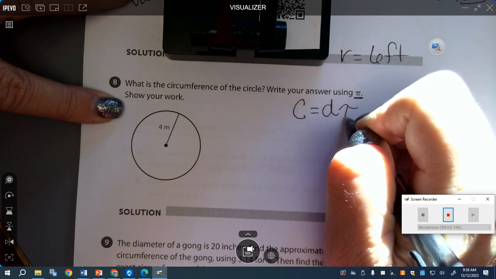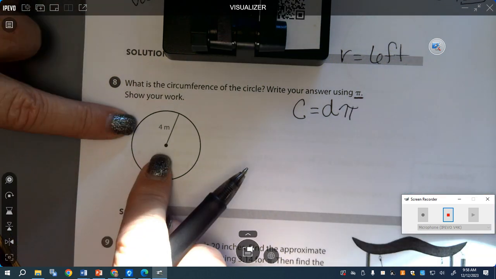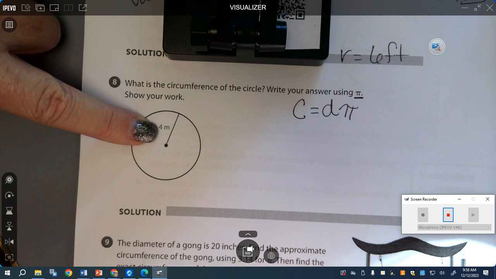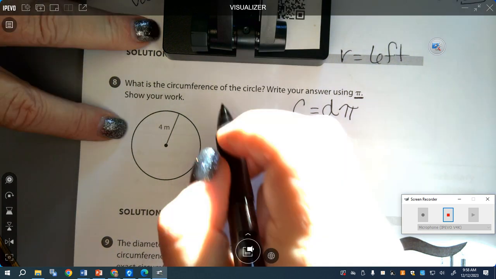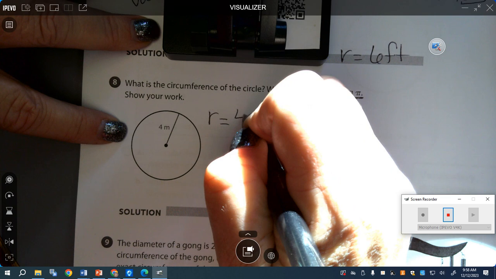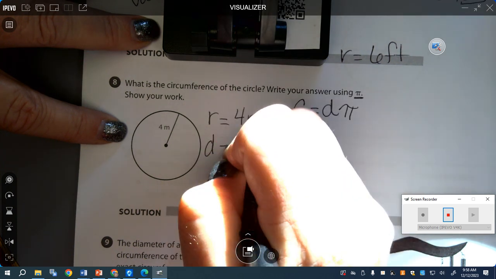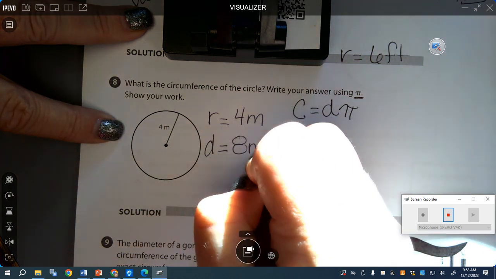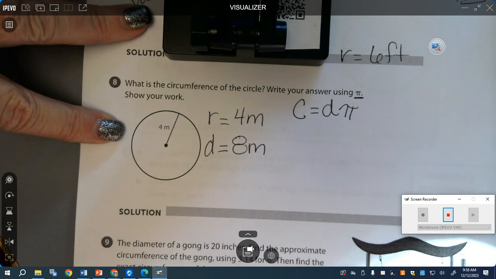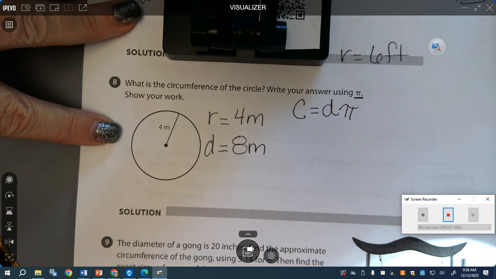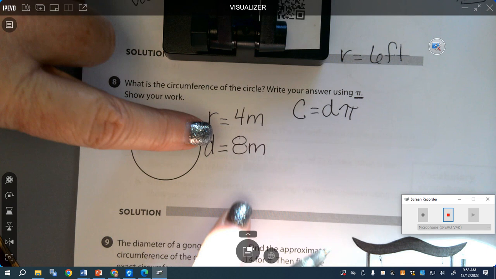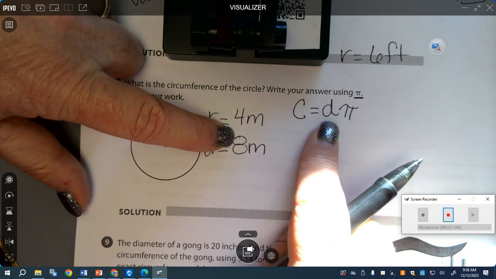Nice job. All right, but they are not giving us the diameter. They're sharing the radius. My radius is 4 meters. So what would my diameter be if my radius is 4? 8 meters, right? This is all you have to do for this. You're going to substitute 8 in for the diameter.